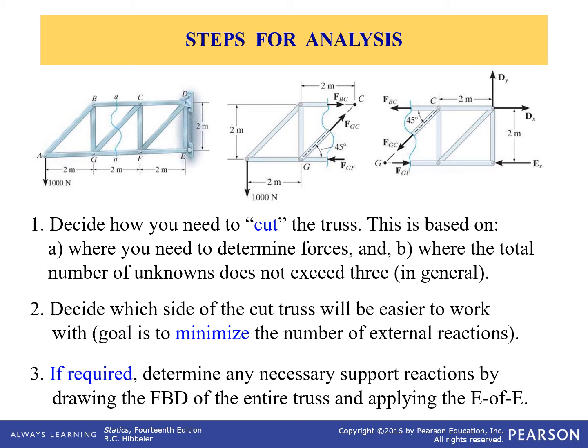If we look at that first problem, we cut it along that line because we're looking for those three forces. We got two pieces, so we have a free body diagram now that has two pieces, a piece on the left and a piece on the right. Notice that the forces go in opposite directions. They're both going out on BC, both going out on GC, both going in on GF.